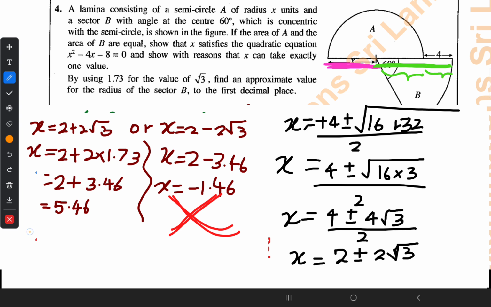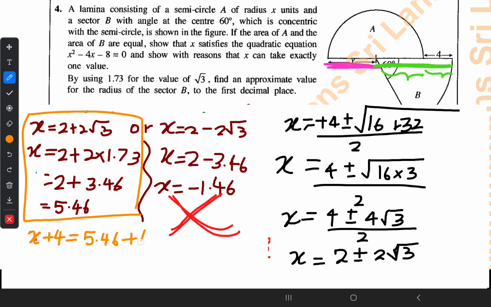Sector B was x plus 4. That's the radius of sector B. Now we have determined the only possible value for x, that is 5.46. So 5.46 plus 4 would be 9.46. After finding this value, you should round off to the first decimal place. That would be 9.5 centimeters. No, not centimeters, 9.5 units.